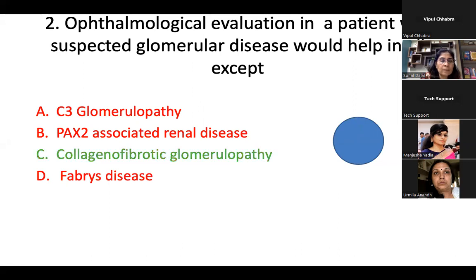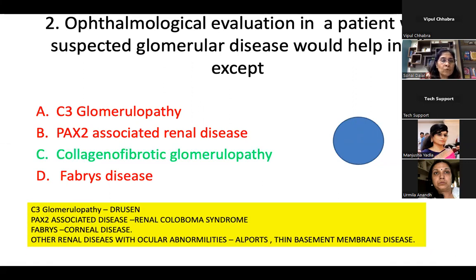Time up. The correct answer is collagenofibrotic glomerulopathy. In C3 glomerulopathy, we get drusen. In PAX2, we have renal coloboma syndrome. In Fabry's, we have corneal disease. So in collagenofibrotic disease, we don't have this.